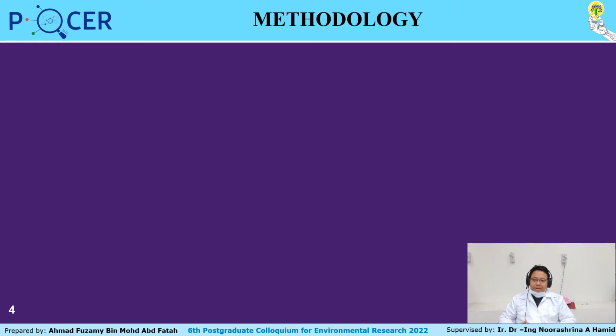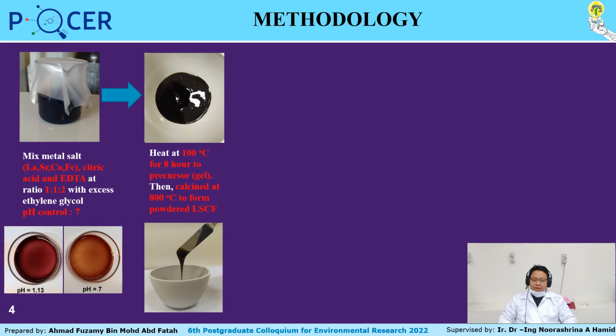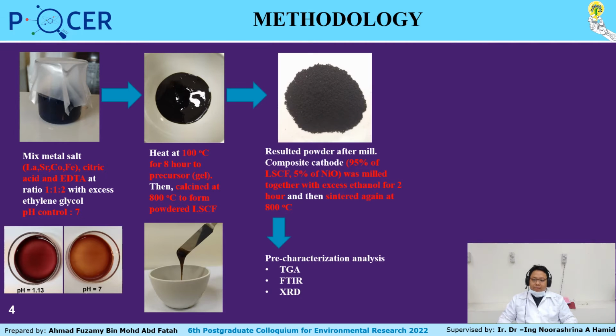Next, we move on to the methodology. The LSCF powder was synthesized via the enhanced modified sol-gel method following these details. The pH of the solution was controlled using ammonia solution at 7. There is a noticeable color change between pH 1 and pH 7 as depicted in this figure. Next, the solution was heated at 100 degrees Celsius to form a gel. The resulting gel was then calcined at 800 degrees Celsius for 6 hours to form the LSCF powder.